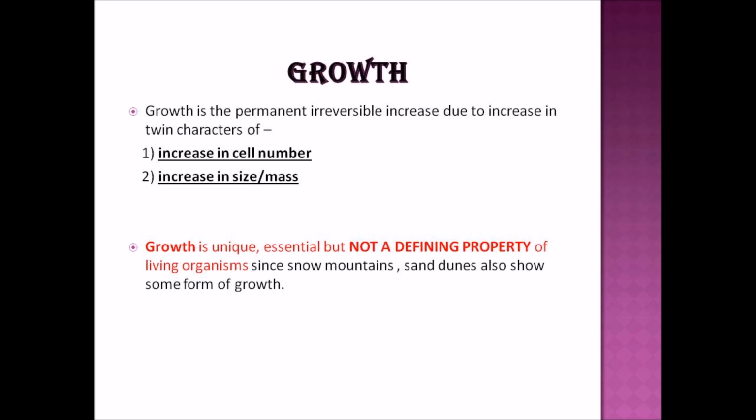Growth is the permanent, irreversible increase due to increase in the twin characters of increase in cell number and increase in size or mass. So growth has two defining features. First, the increase in the number of cells, and second, the increase in the mass or size. For instance, we can measure the growth of a microbial culture by counting the number of cells. If the number increases from 800 to 1000, we can say that growth has occurred.